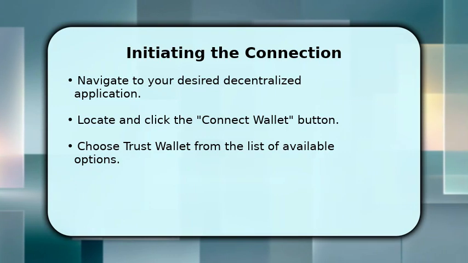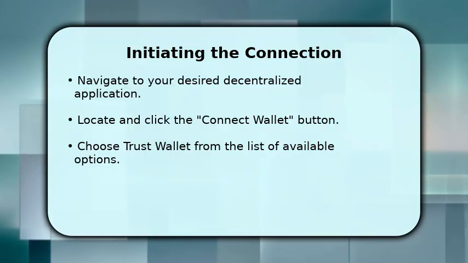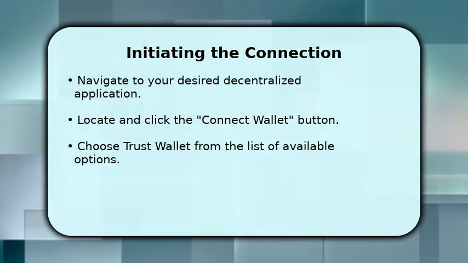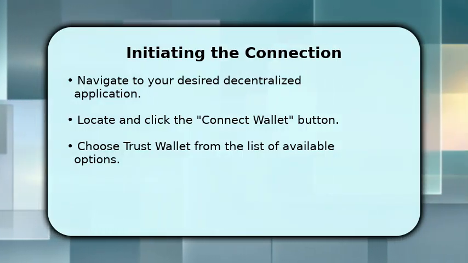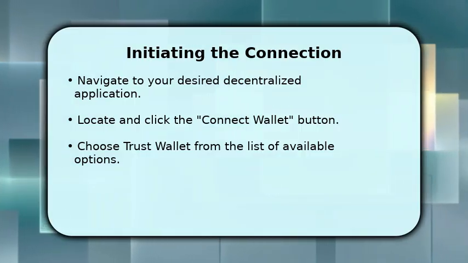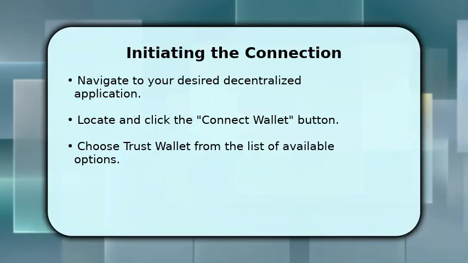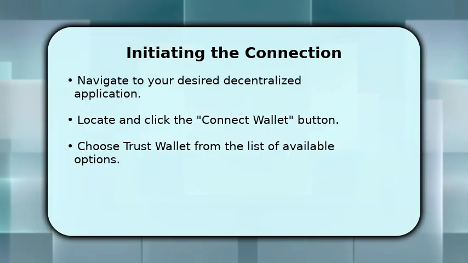First, open your preferred decentralized application using your mobile browser or the dApp browser within Trust Wallet itself. Once on the dApps page, look for a button typically labeled Connect Wallet or a similar phrase. Clicking this will usually present you with a list of compatible wallets. Simply select Trust Wallet to proceed.